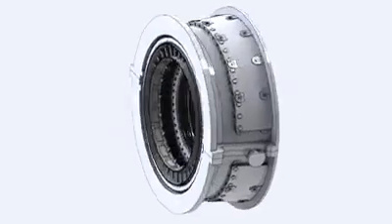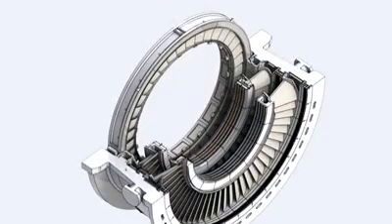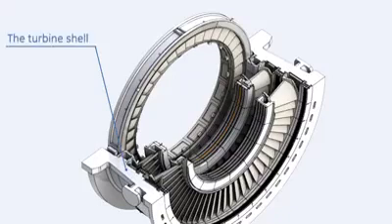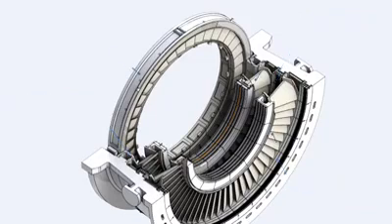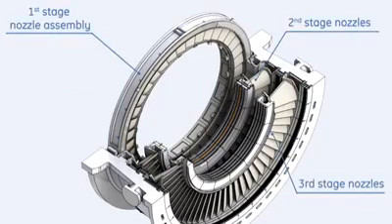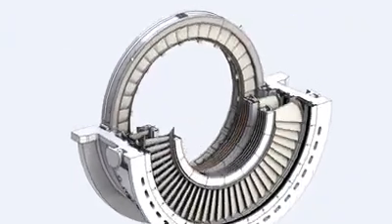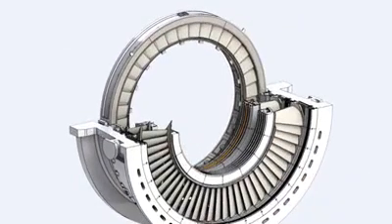The turbine stator consists of the following parts: the turbine shell, the shrouds, and the nozzles. The turbine shell function is to control the radial and axial positions of the shrouds and the nozzles, and the relative clearances between the nozzles and the rotating buckets. The position of these parts is critical to the turbine performance.